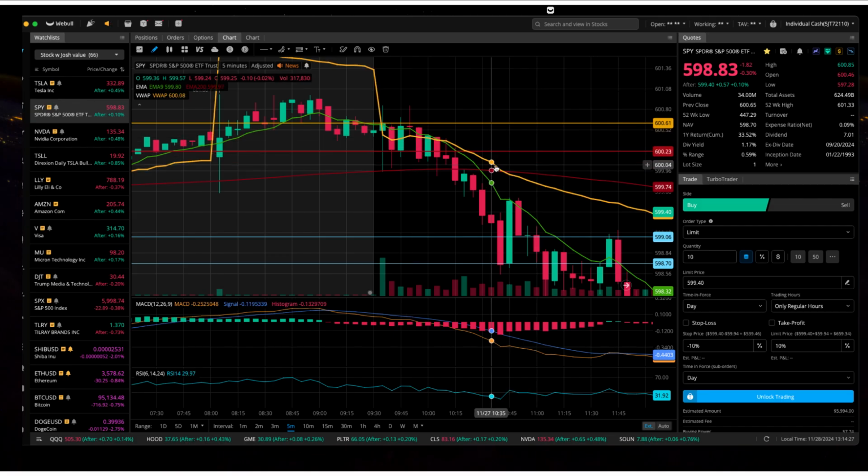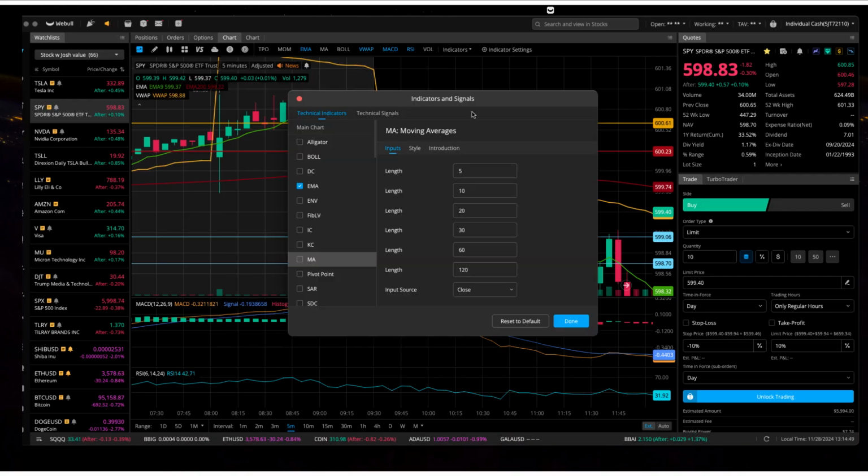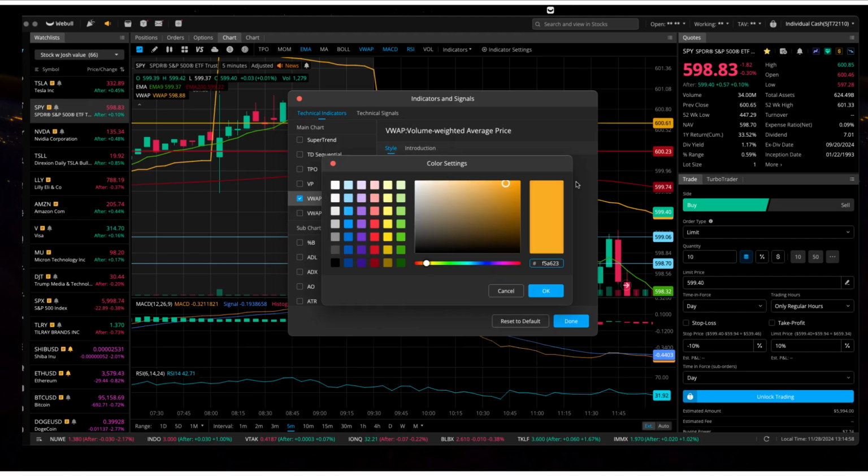Now, this gold line here that's running, this is VWAP. You come to your indicators. I turn VWAP on. You can add it by going to your indicators and scrolling down till you find it, VWAP, right here. Okay. And you can alter the settings a little bit. You can make your line thicker. I like making it a little bit thicker, and then you can change the color however you want it.